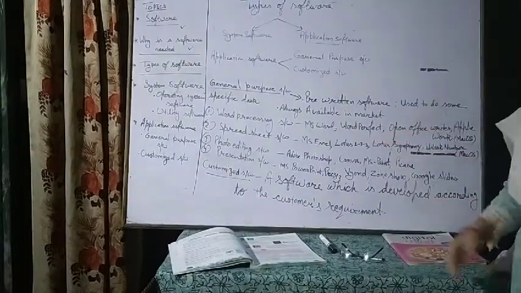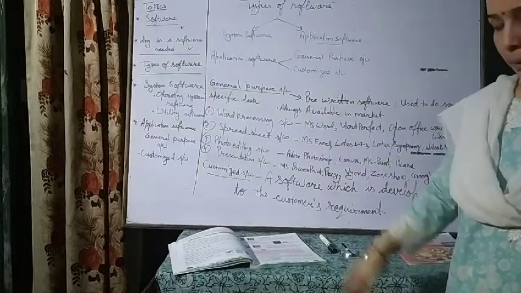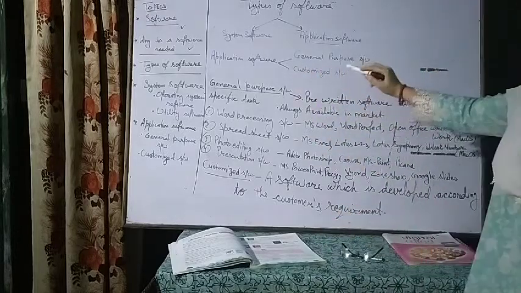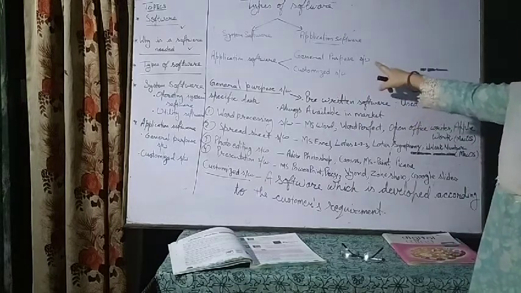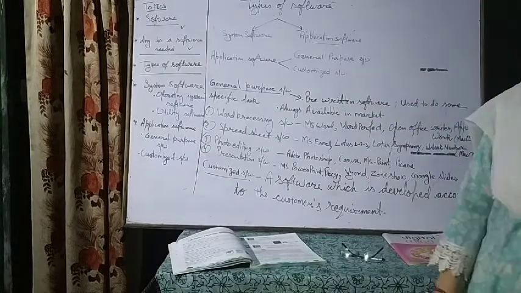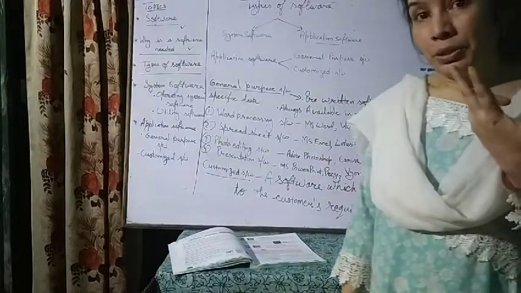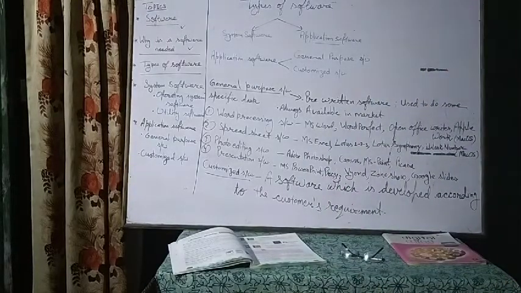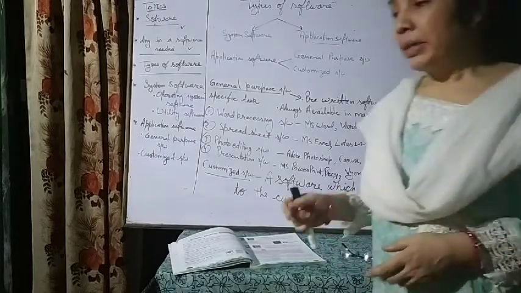Now today we are going to start the topic application software. Here you can see I have already written application software. There are two types of application software: general purpose software and customized software. So one by one we will see application software.